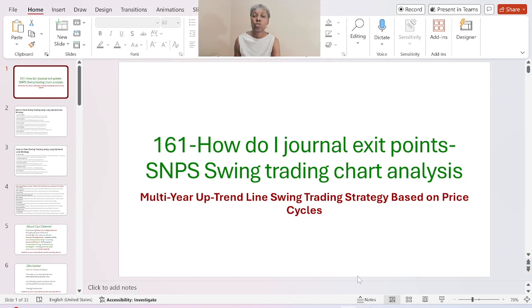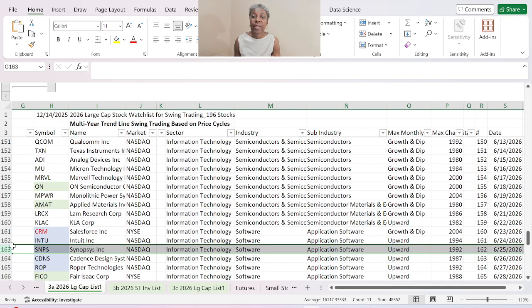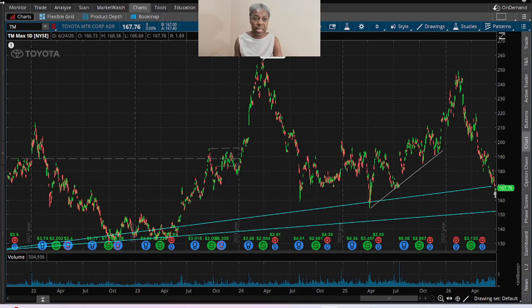Hello, how do I judge exit points when it comes to swing trading? There are two ways that I like to do that. The first one is on the chart. So let's use an example of SNPS as of June 25, 2026.